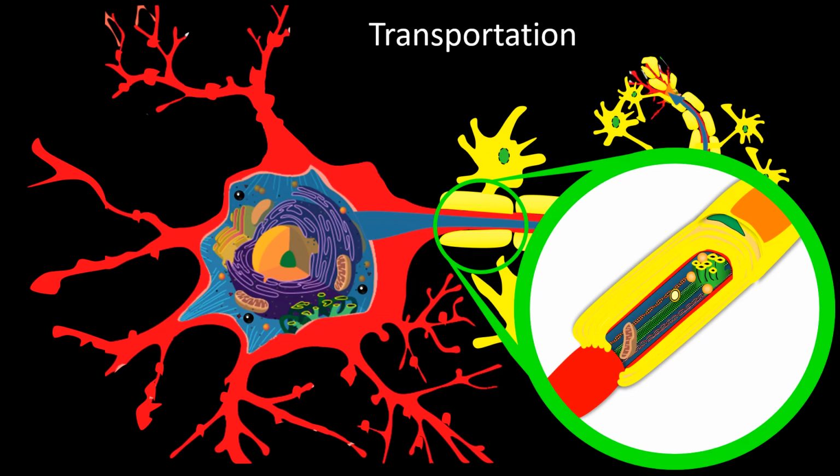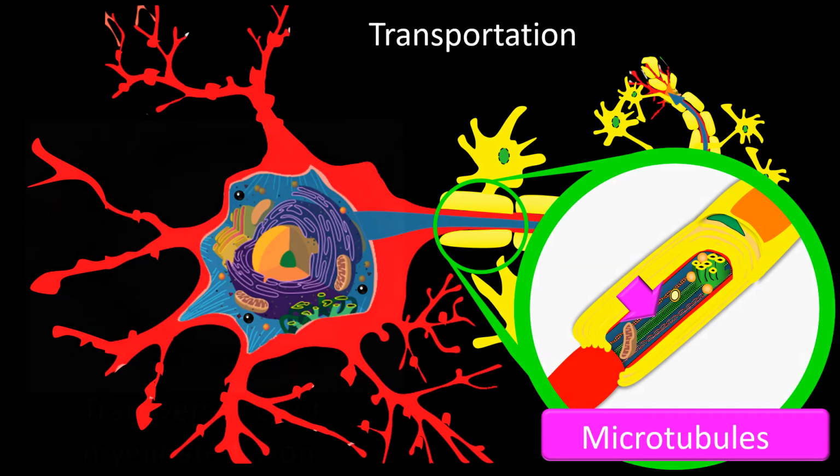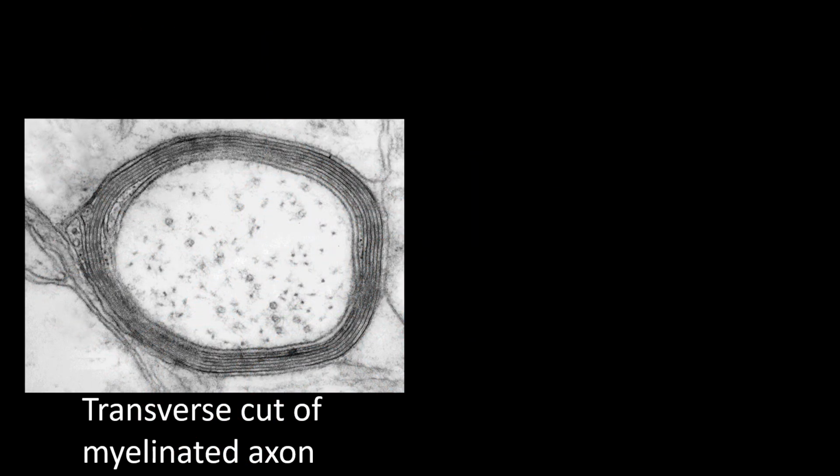These components are mitochondria, microfilaments, neurofilaments, and microtubules. The latter three structures can be readily seen using electron microscopy, as I will show you in the next few frames. This is the same picture we saw when talking about myelin. I am showing it to you again to point out the cytoskeletal elements present in the axon.